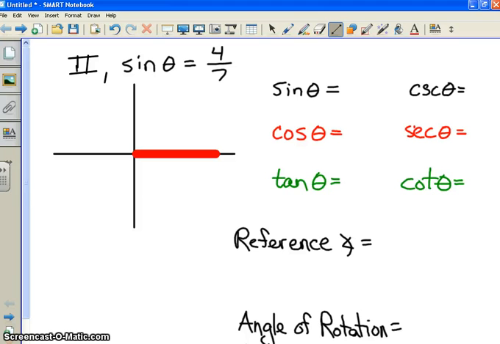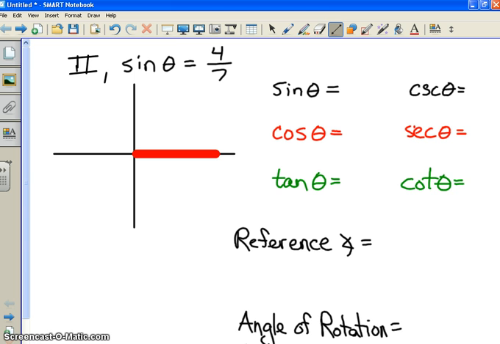It's time to review some trig. We're going to start with theta being in quadrant 2 and knowing that the sine of theta is 4/7, and we want to figure out the other trig ratios. There's a couple ways to do this. The first way is to draw a picture and use Pythagorean theorem.